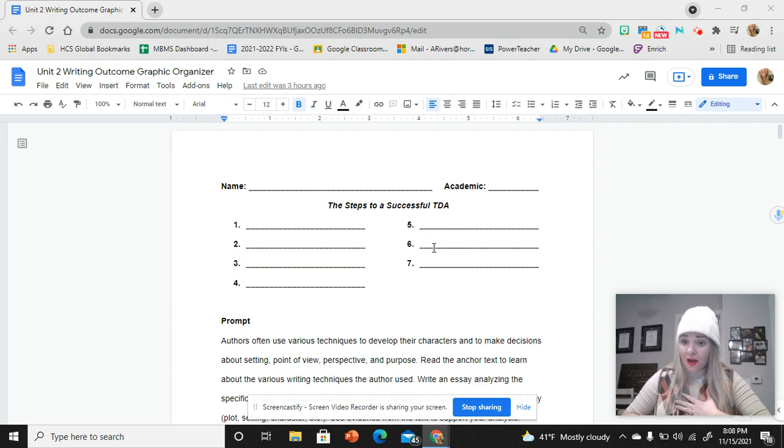But if it's for me, if it's a TDA that I assign, like this one that I've assigned to you guys, you're going to end up typing it like you do every other piece of writing in my class in no red ink. Okay, so just to recap really, really quickly.